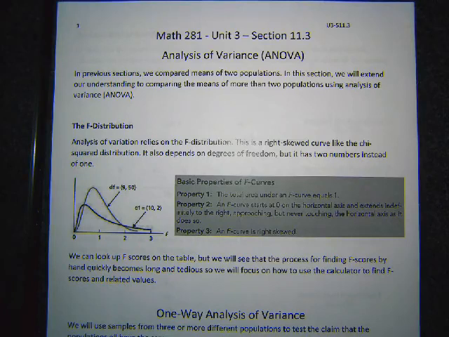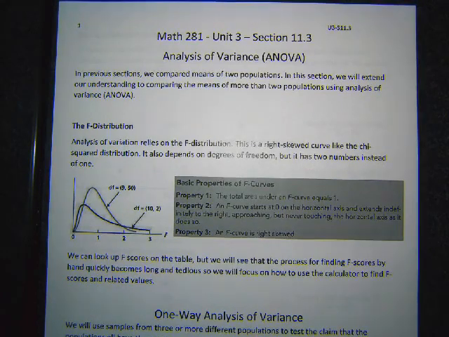We are in section 11.3, which is the last section we'll cover for the semester. So this last section, we're covering what's called ANOVA, or analysis of variance. This is when we actually look at more than two populations. If you're looking at three or more populations and you want to compare the means from those populations, you use analysis of variance.